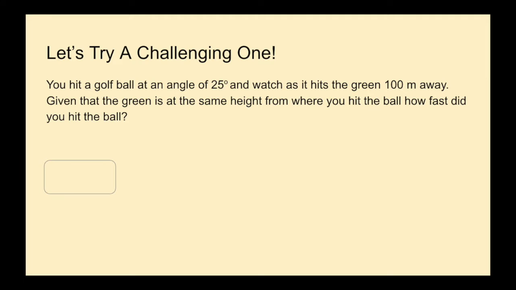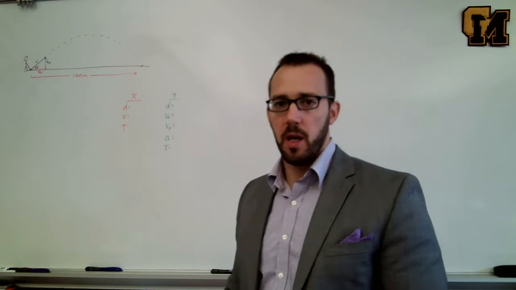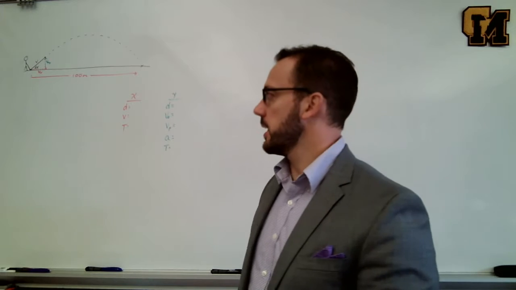You hit a golf ball at an angle of 25 degrees and watch as it hits the green 100 meters away. Given that the green is at the same height from where you hit the ball, how fast did you hit the ball? All right, so in this problem, it's going to be a little bit more challenging, just math-wise.